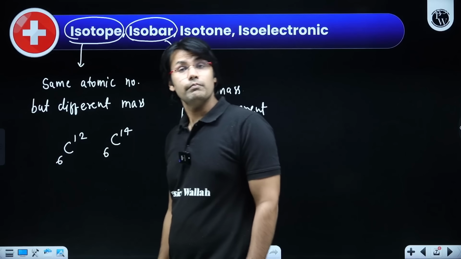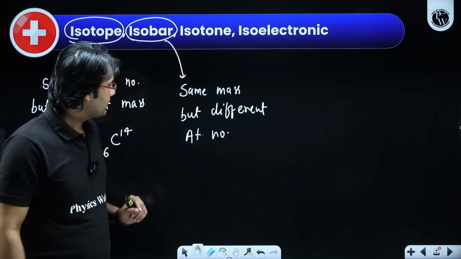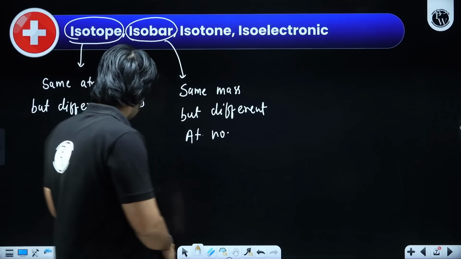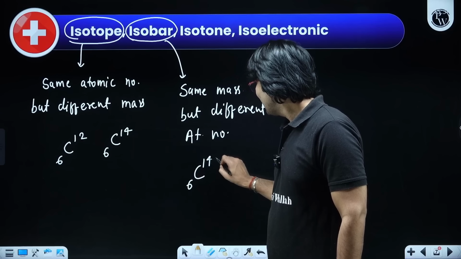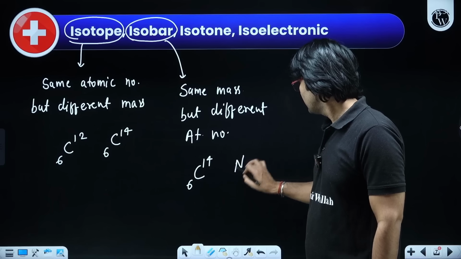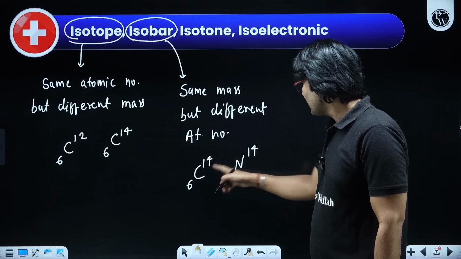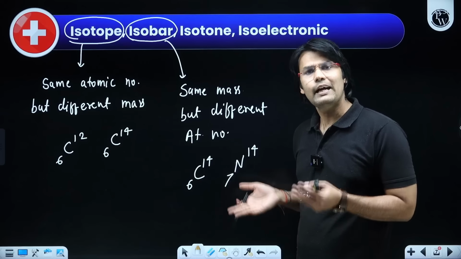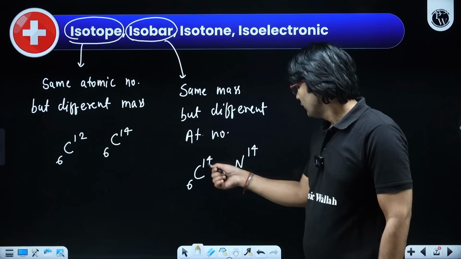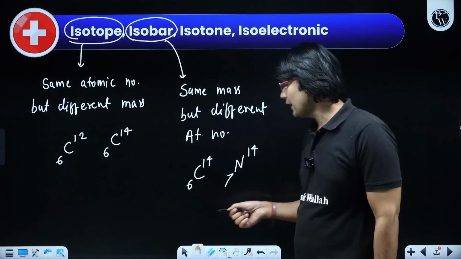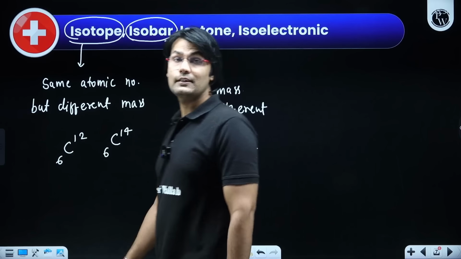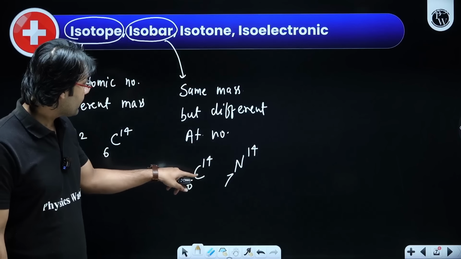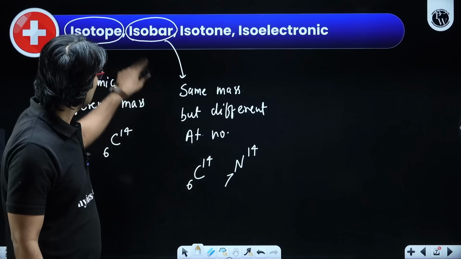But still they have same mass number. Like suppose if I consider the isotope of carbon, C-14 (6C14), and I compare that with nitrogen, N-14 (7N14). So carbon and nitrogen are different elements. That's why they have a different atomic number. For carbon, atomic number is 6. For nitrogen, atomic number is 7. But for these two particular isotopes, the mass numbers are same. Both of them have mass of 14. So these two will be called as what? Isobars.